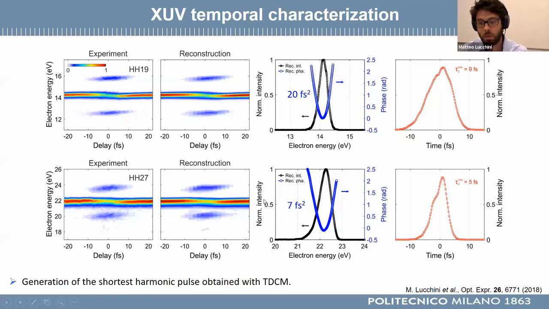It originates from the geometry of the monochromator, and can be minimized by redesigning all the optics and increasing the distances. It changes with the energy, of course, and becomes smaller for higher energies. And that's the reason why we go from 20 to 7 femtosecond squared. And it's very close to the limit that has been calculated for our setup. This means our setup is optimized to the best it can do at the moment.